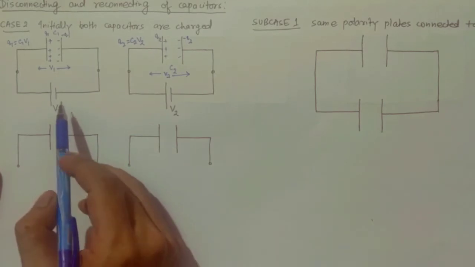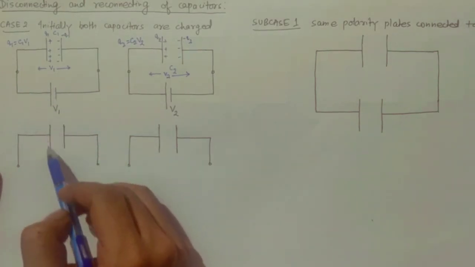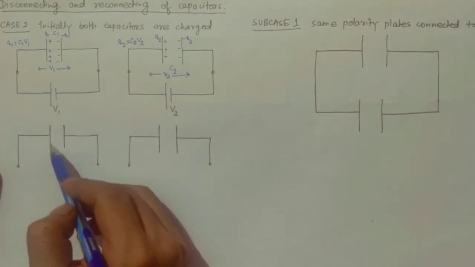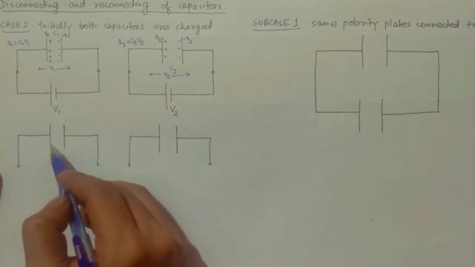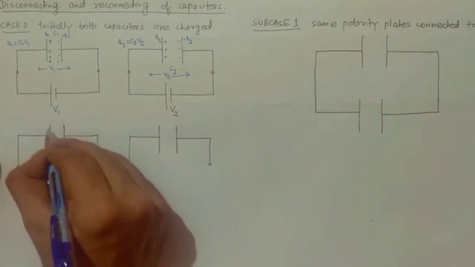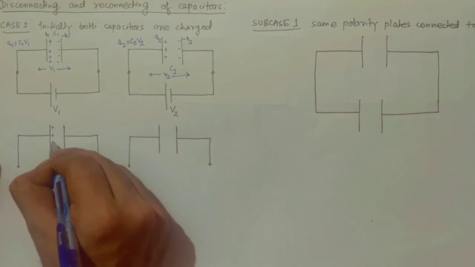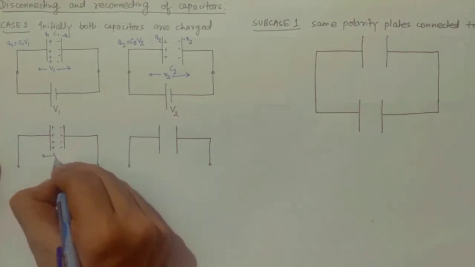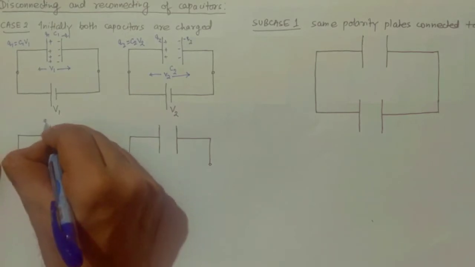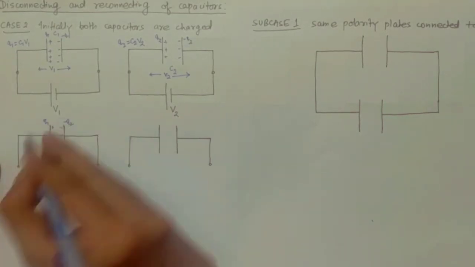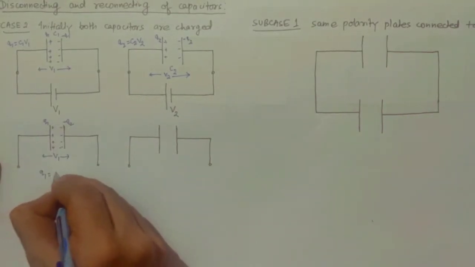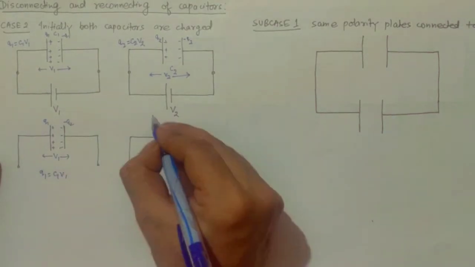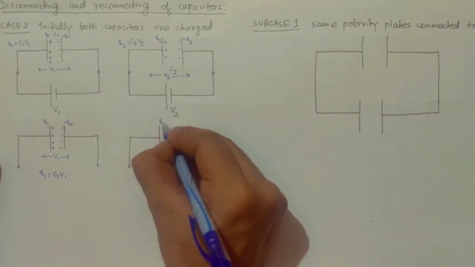Now we disconnect the battery from both the capacitors, and this is the final situation. Even if we disconnect the battery, the charge on the capacitor and the potential difference across the plates of the capacitor will not change. So here the charge will remain the same as it was earlier, and the potential difference across it will also remain the same. And similarly here.